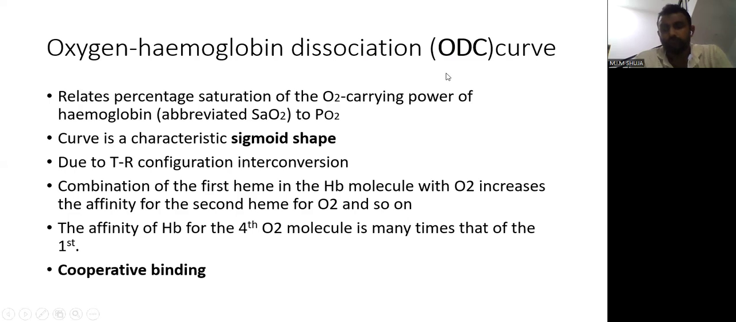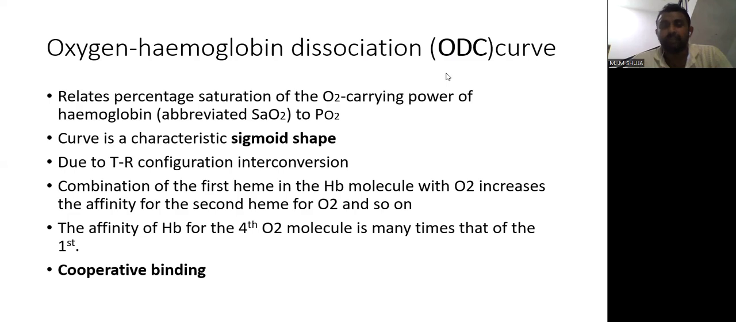If we ask in the question, you have to say it relates percentage saturation of oxygen carrying power of hemoglobin to partial pressure of oxygen. So it is hemoglobin saturation versus partial pressure of oxygen. If you plot it in a graph, it will have a sigmoid shape because the hemoglobin has a T form and R form. Because of that characteristic T and R configuration, you will have a characteristic sigmoid shaped curve.